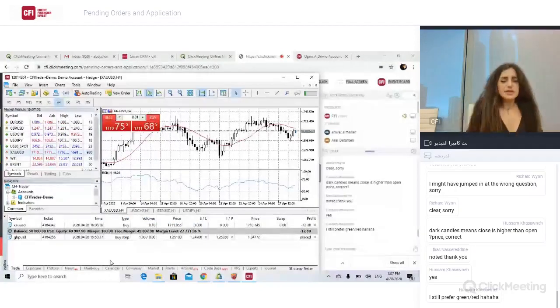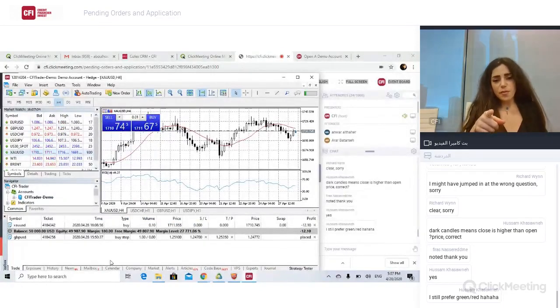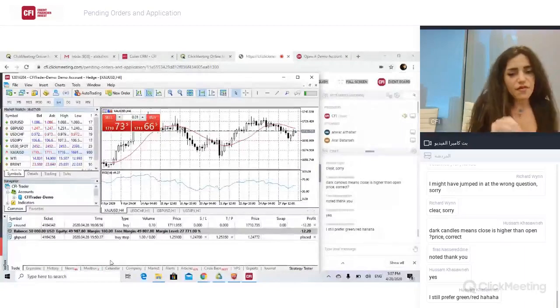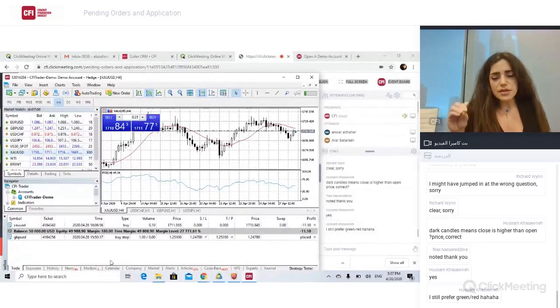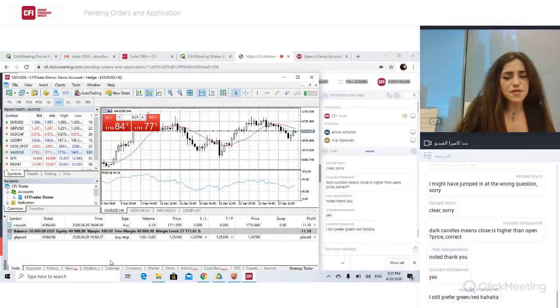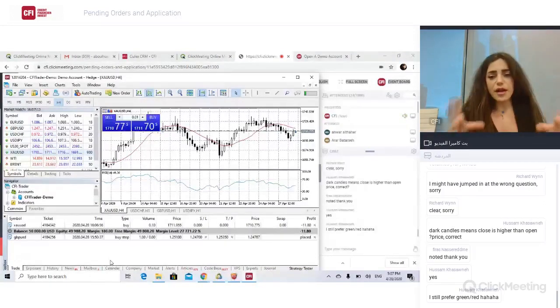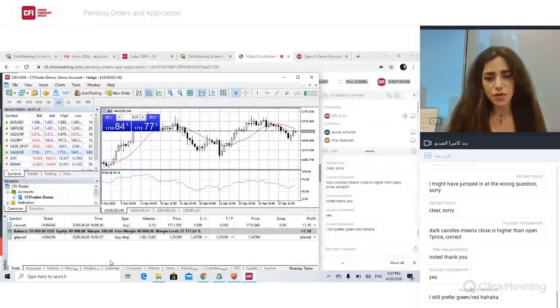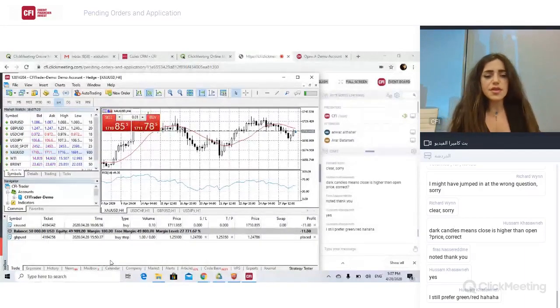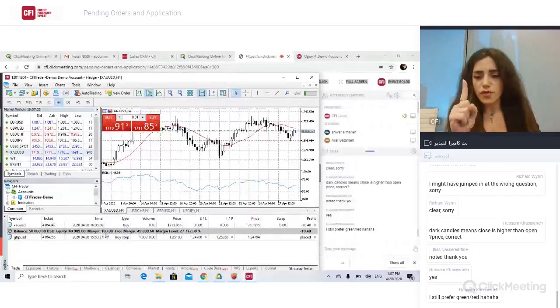Now, team, listen, this platform has a leverage of 1 to 100. However, it differs. In some entities we have a leverage of 1 to 30, in other entities 1 to 50. But for the sake of easier calculation, I'm taking an example of 1 to 100. So in this case, for one lot of gold, which is 100 ounce, we take 1,800.